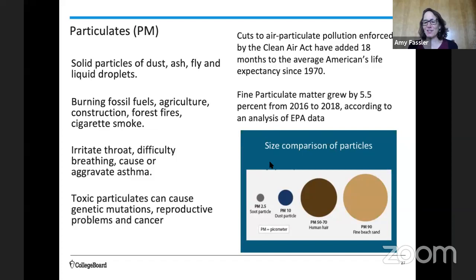We know that the Clean Air Act has added to people's lives. And again, because we are now increasing that particulate matter again, we hope we don't see a reverse in those great trends that we've established through the passage of the Clean Air Act to begin with.